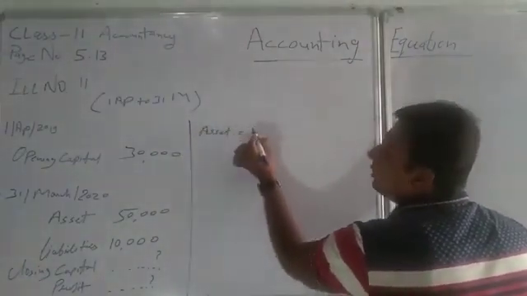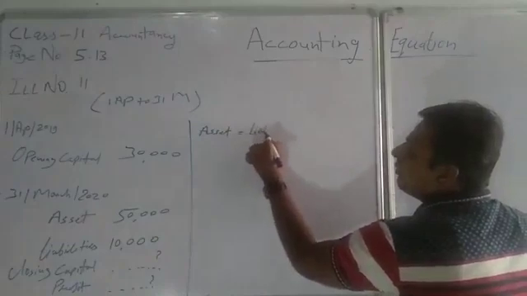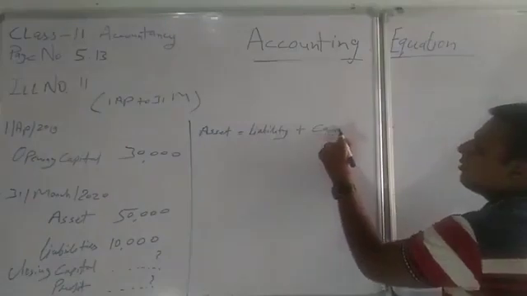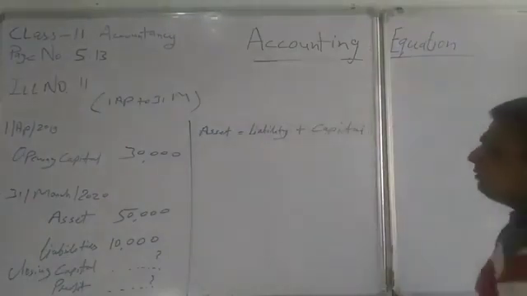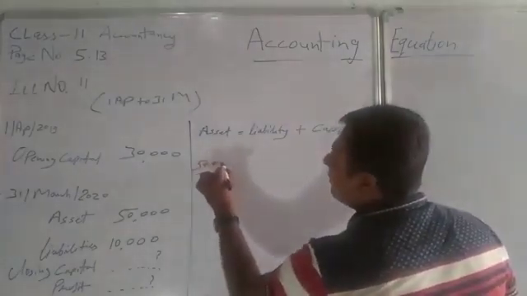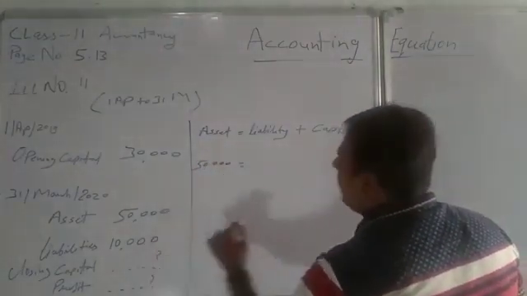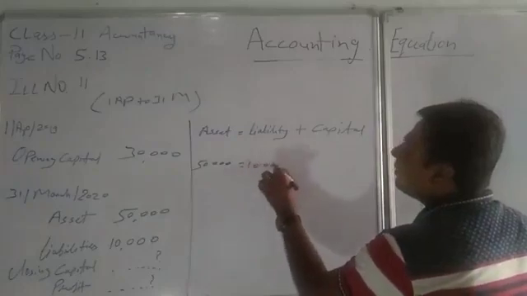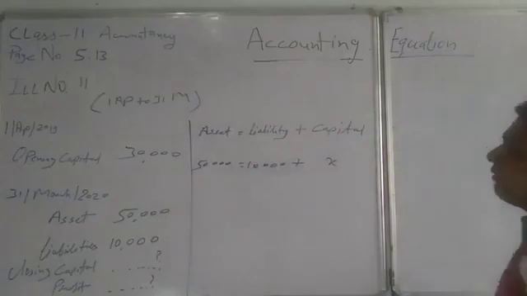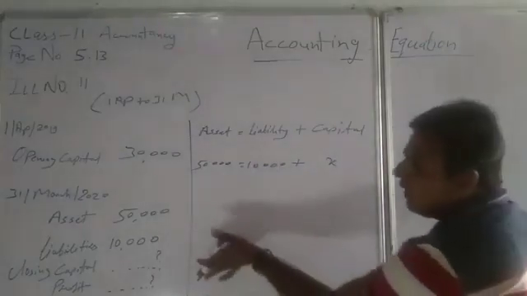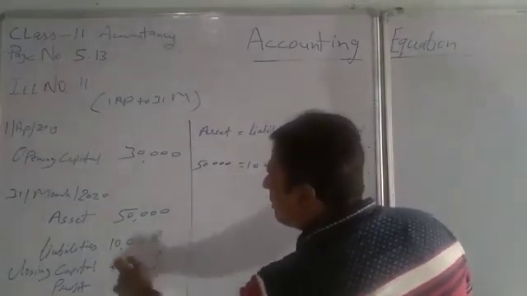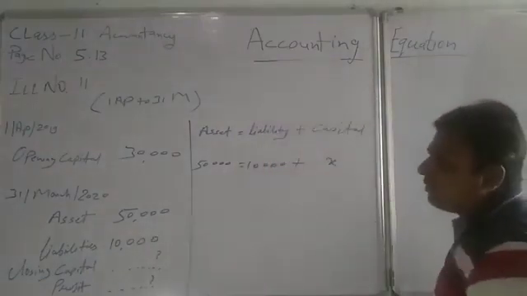Asset is equal to liability plus capital. Here, asset is 50,000 and liability is 10,000. Capital is not known, so we will assume it X. We have to find it at the end. It is not given to us as closing capital, that's why I have taken X.